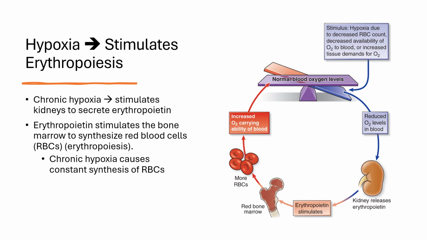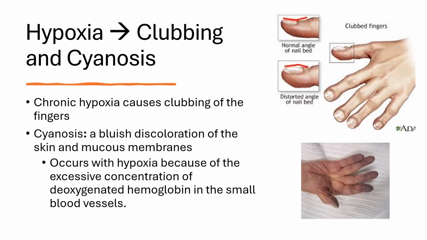Chronic hypoxia stimulates the kidneys to secrete erythropoietin. Erythropoietin stimulates the bone marrow to synthesize red blood cells. Chronic hypoxia causes constant synthesis of red blood cells. We're getting a lot more red blood cells, but we don't have oxygen to be in that area. So this chronic hypoxia can cause things like clubbing of the fingers. That's where you'll see the normal angle of the nail bed as opposed to a distorted angle of the nail bed.